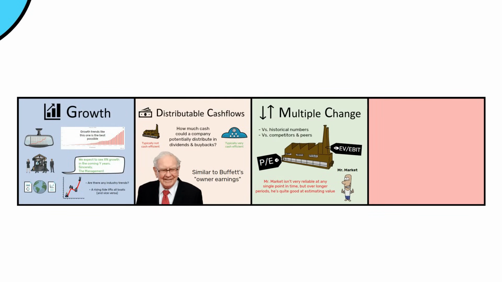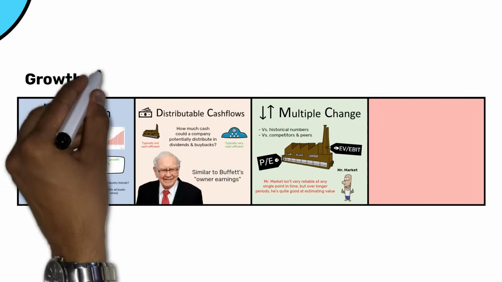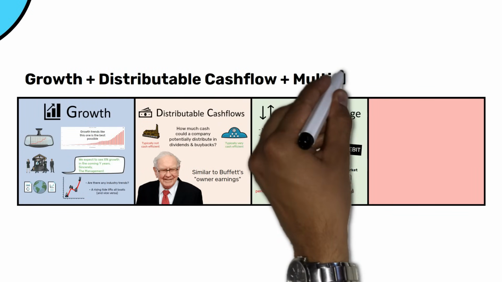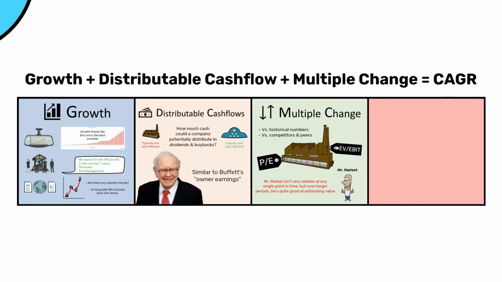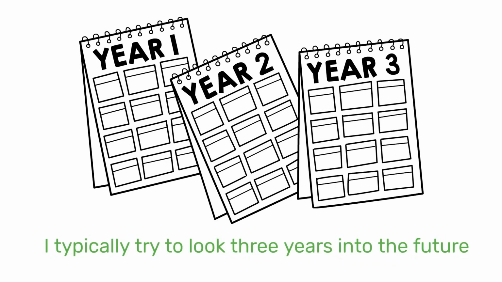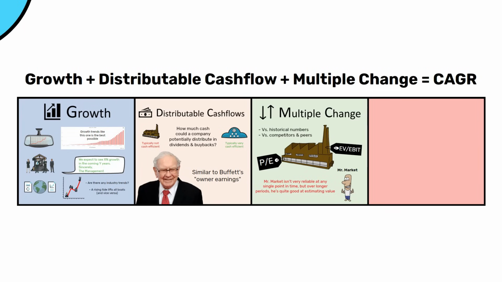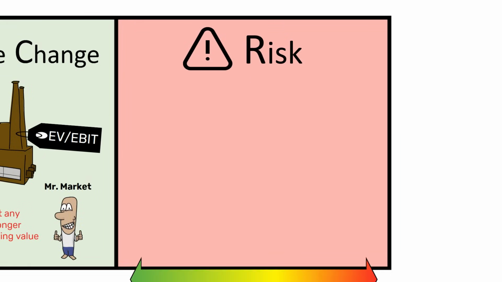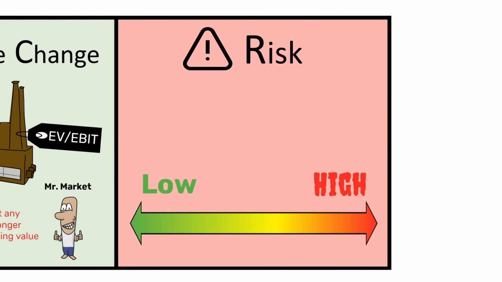Then I simply sum these 3 together. Growth plus distributable cash flows plus multiple change equals the yearly return for the stock. The standard period that I currently look at is 3 years. After that, only one thing remains, but it is important. I add a risk profile to the stock to ensure apples-to-apples comparisons.